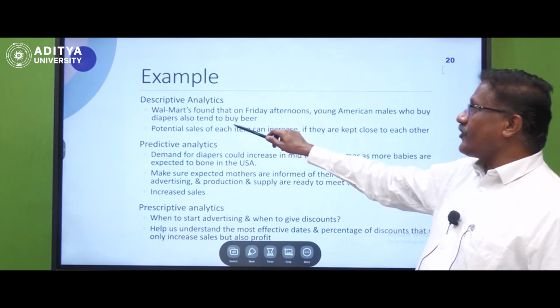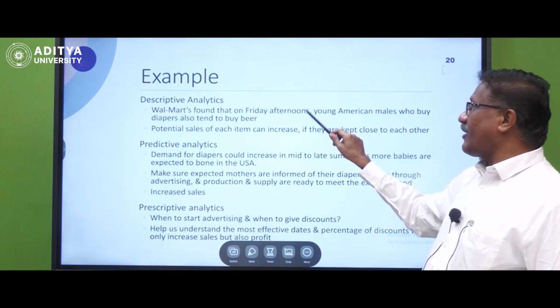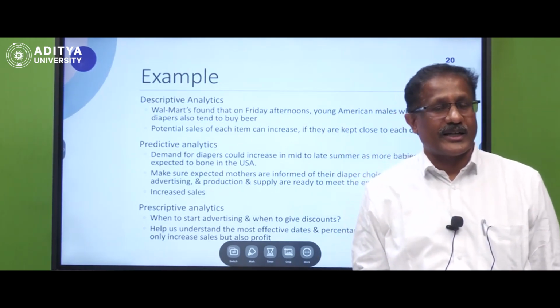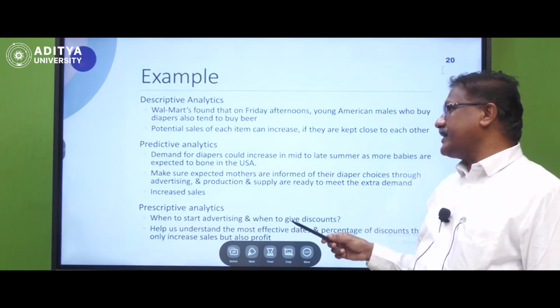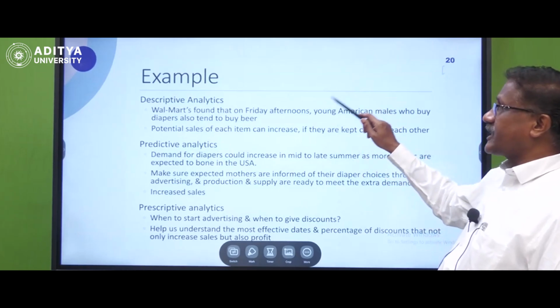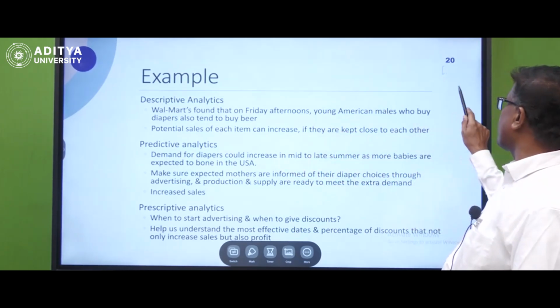We can take the Walmart example of what was found on Friday afternoons: people buy particular products, and how the similarities happen. Everything can be analyzed with big data and business analytics: descriptive, predictive and prescriptive.